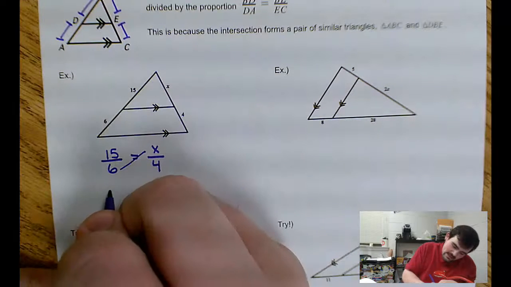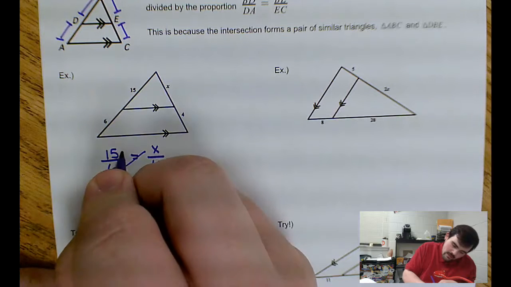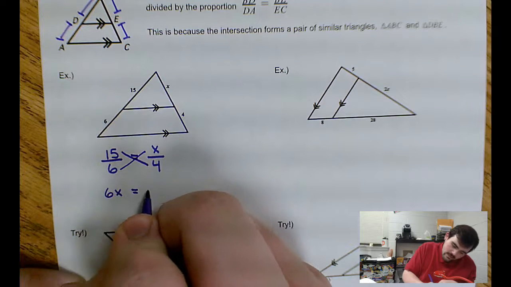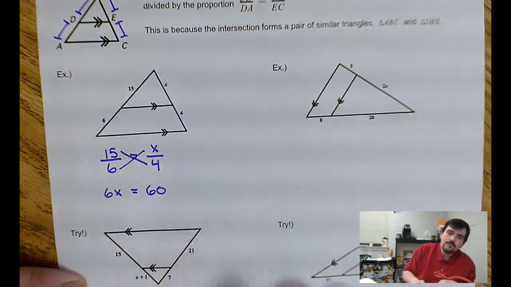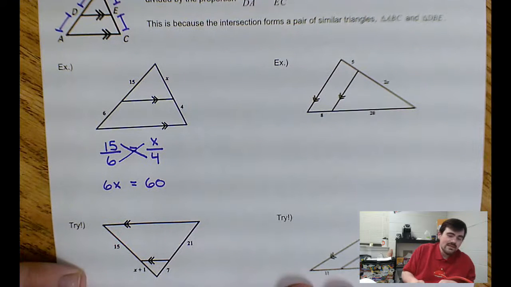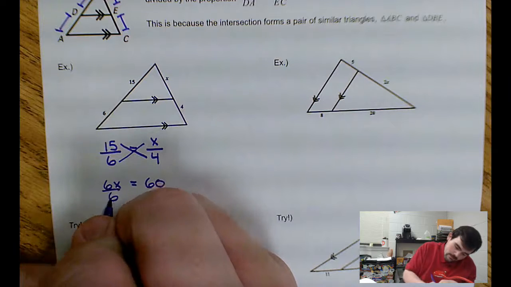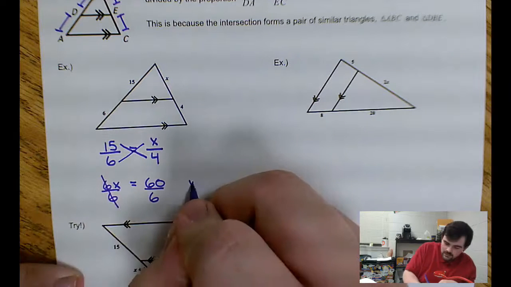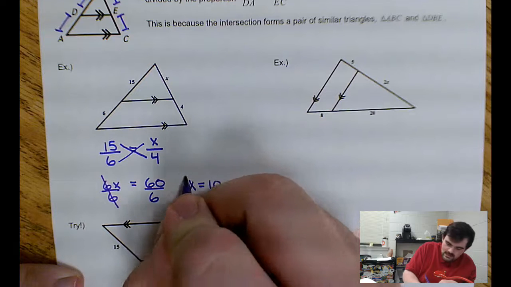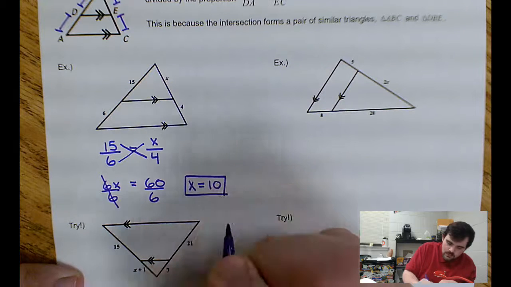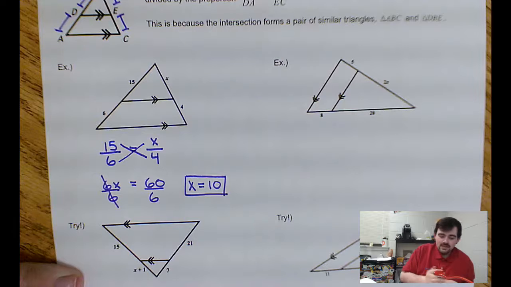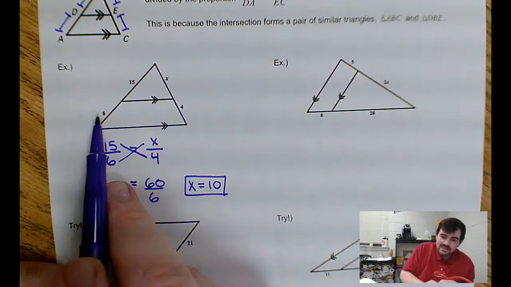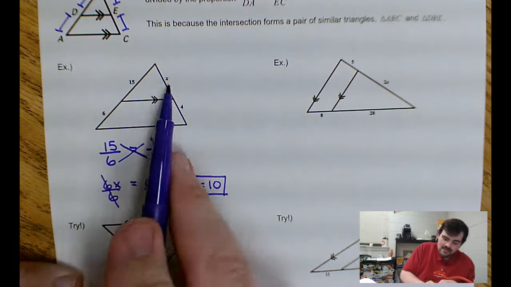6 times x is 6x. 15 times 4 is 60. Now, I need to solve for x, so I'm going to divide both sides by 6. And for this first example, that leaves me with x equals 10. And if you double check, 15 over 6 is the same ratio as 10 over 4.